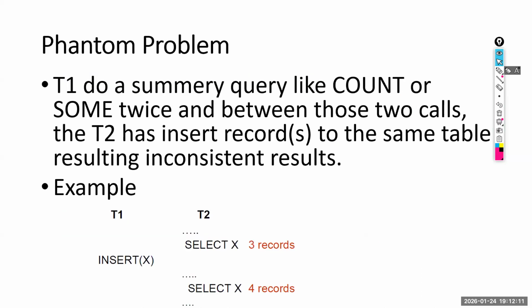So the phantom problem is that the first transaction reads particular data. In between, the other transaction inserts a record. And when the first transaction reads again, it contains the new record as well. It happens when you are not reading one record, you are reading a set of records. Right? So that is called the phantom problem. Okay.